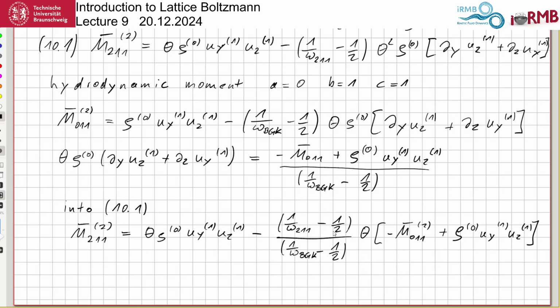Now this relationship involves that we divide by 1 over omega minus 1/2. What is this here? What is the physical meaning of this, 1 over omega minus 1/2? It's the viscosity. You see, we divide by viscosity.